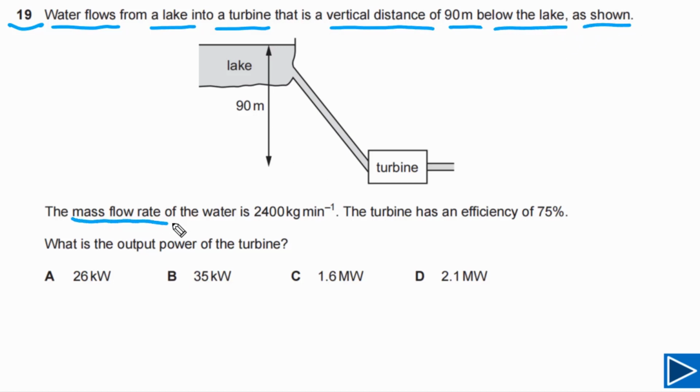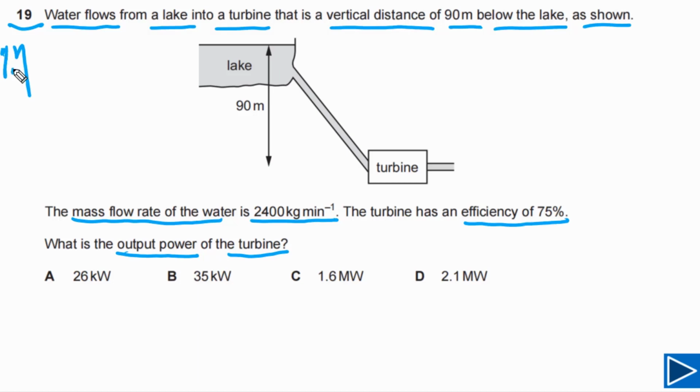The mass flow rate of the water is given, that is equal to 2400 kilograms per minute, and the efficiency of the turbine is given, that is 75%. We need to find out what the output power of the turbine is. So, very straightforward question. Simply we will start from percentage efficiency.